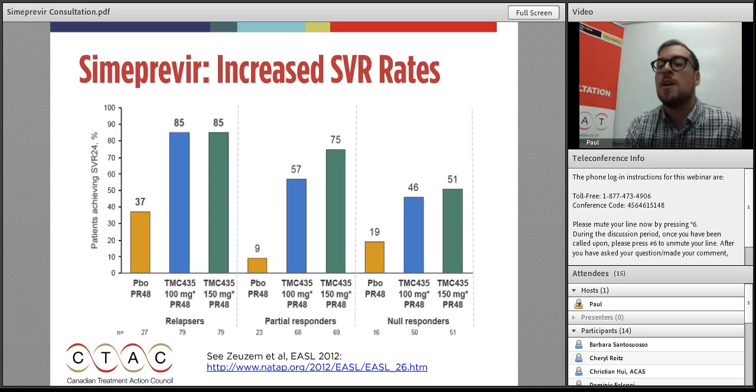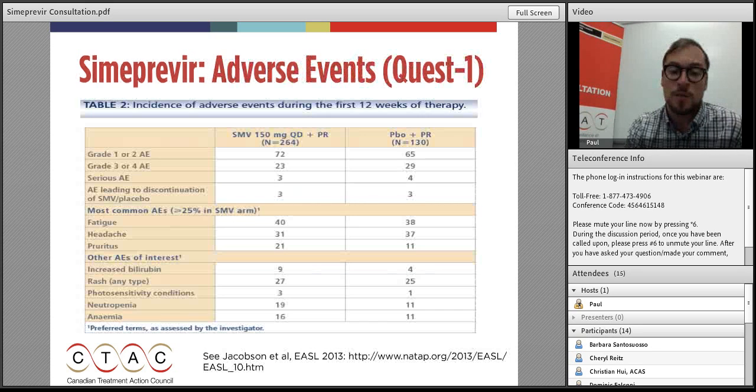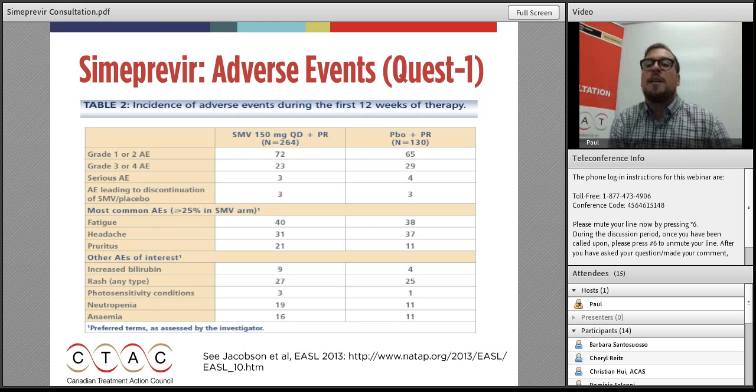So this is good news for thinking about bringing Simeprevir onto the market and making it accessible for folks. So that is about SVR rates.